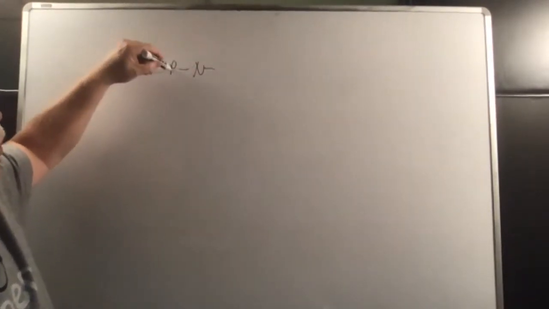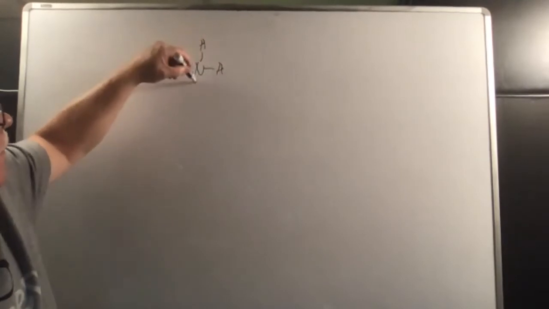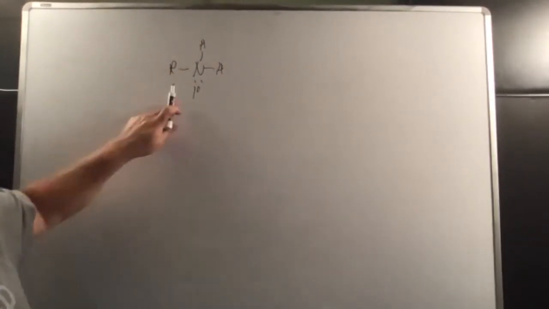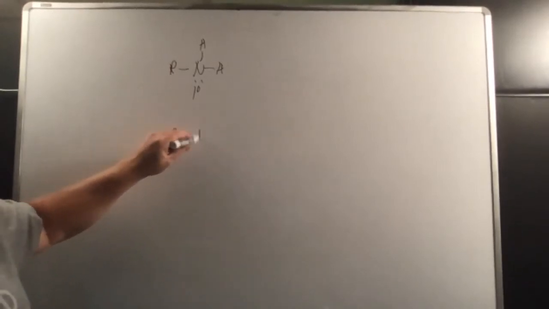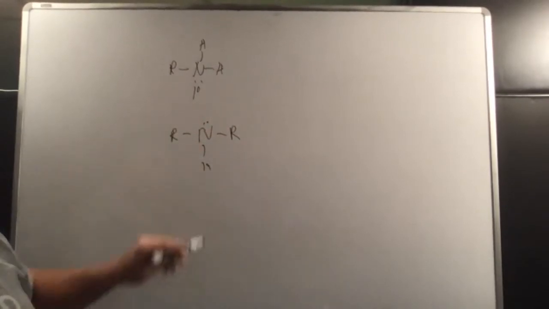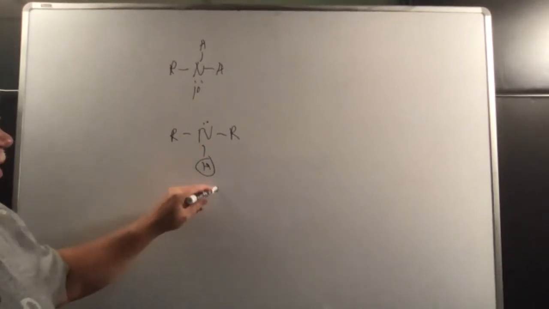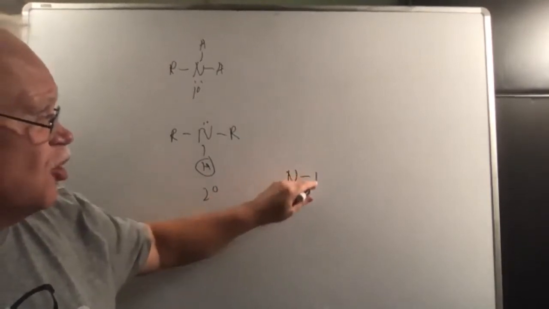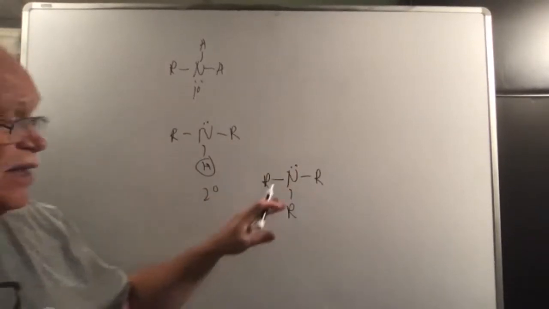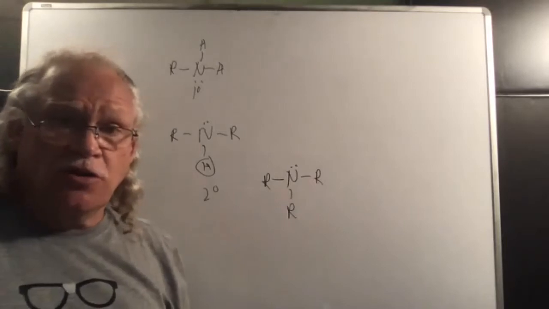Okay? If we have a nitrogen with one R group on it, notice we have a hydrogen attached to the nitrogen. That can hydrogen bond with itself. So primary amines can hydrogen bond with themselves. What about if we have two R groups on there? Notice again, we still have a hydrogen, so this can hydrogen bond with itself. So secondary amines can. But can tertiary amines hydrogen bond with themselves? And the answer is no, because there's no hydrogen attached to the nitrogen.